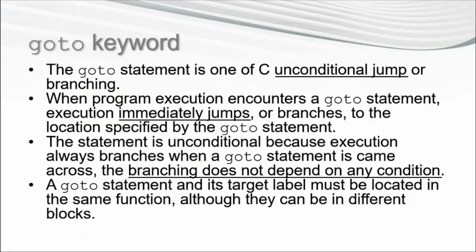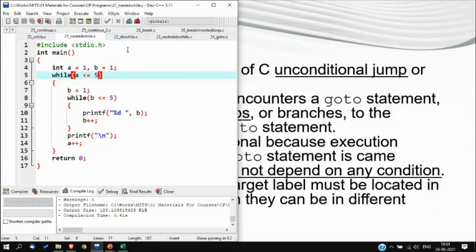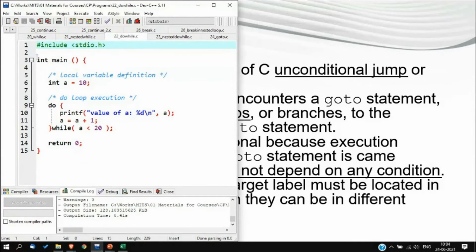So let us see some examples on the while loop as well as do while. While loop we have already seen. Some do while loop examples. Here we start with include stdio.h, then int main, then the variable a is declared as an integer, and it is initialized to 10.